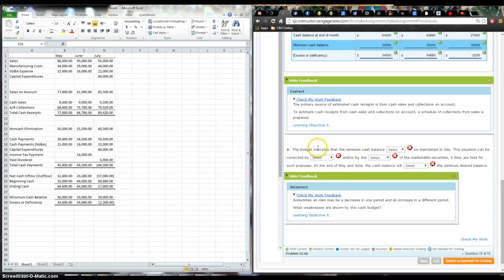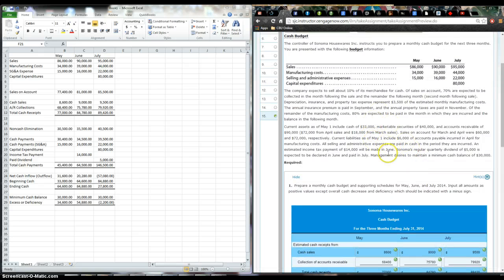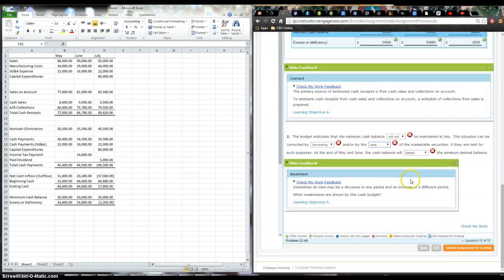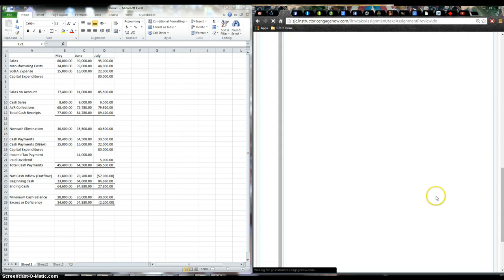So then if we look at the little word problems here, we get the budget indicates that the minimum cash balance will not be maintained in July. This situation can be corrected by borrowing and or by the sale of our marketable securities. Remember up here it told us we had $40,000 in marketable securities. Those are like stocks and bonds, so we could actually sell those to maintain our minimum cash balance if they're held for such purposes. At the end of May and June, the cash balance will exceed the minimum desired balance. So those should be our answers there.